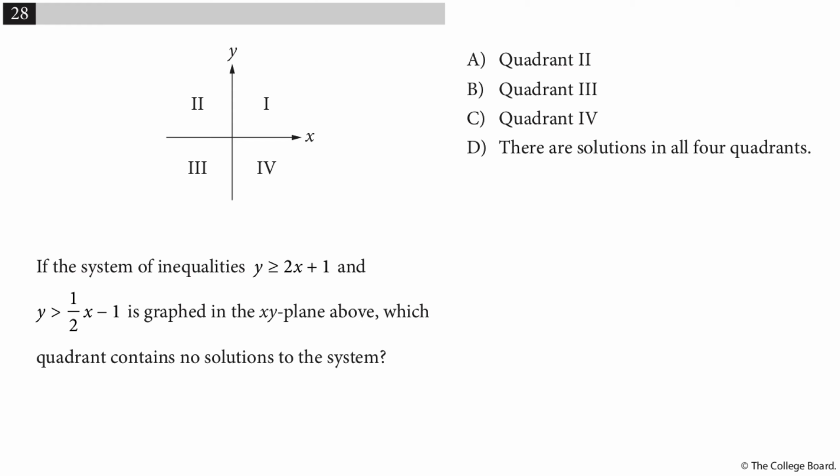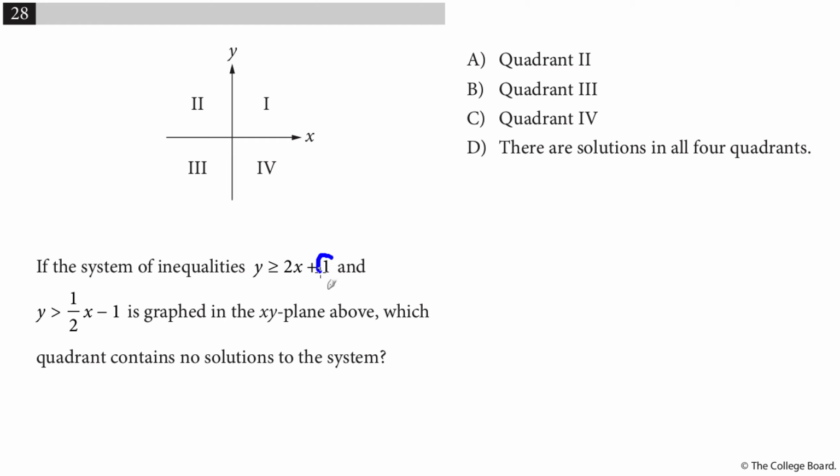All right, give this problem a shot. So here we have a system of inequalities, and we have the Cartesian plane with the quadrants marked off. It says if the system of inequalities y is greater than or equal to 2x plus 1, and y is greater than 1/2x minus 1 is graphed here, which contains no solutions. So let me go through and graph this. It's going to be a little bit sketchy, but it'll work.